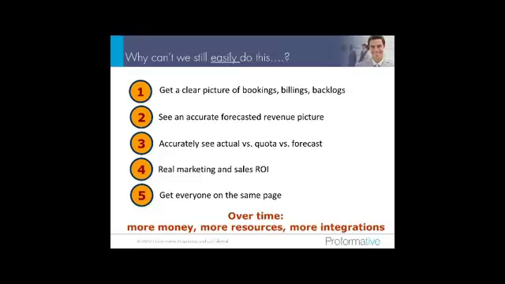Why can I not compare actual versus quota versus forecast? I need to do that so I can accrue expenses for compensation. Why can I not do that? And also I want to know what the real marketing and sales ROI is. Knowing that will allow me to invest more money into the programs that are working and then tweak the ones that are not working, but I cannot get this picture in my business today.